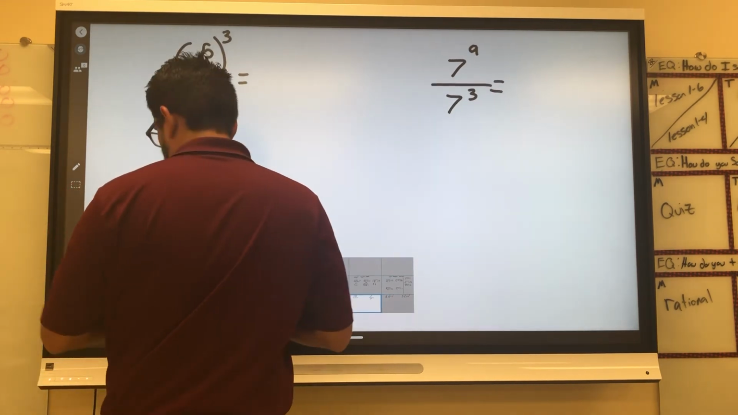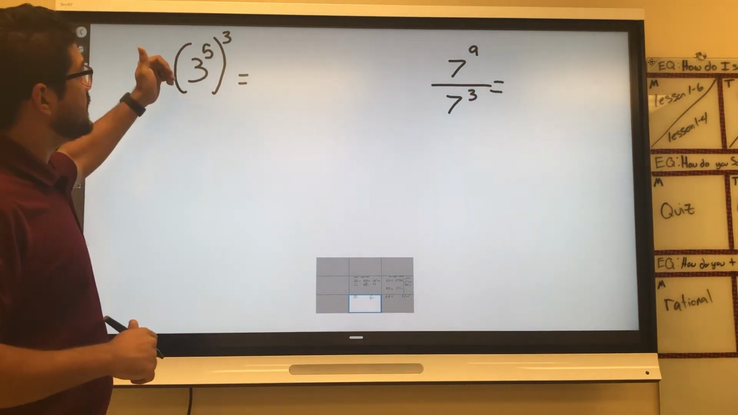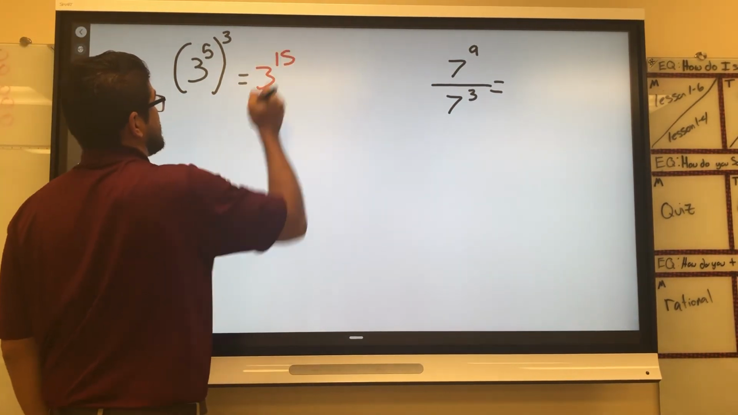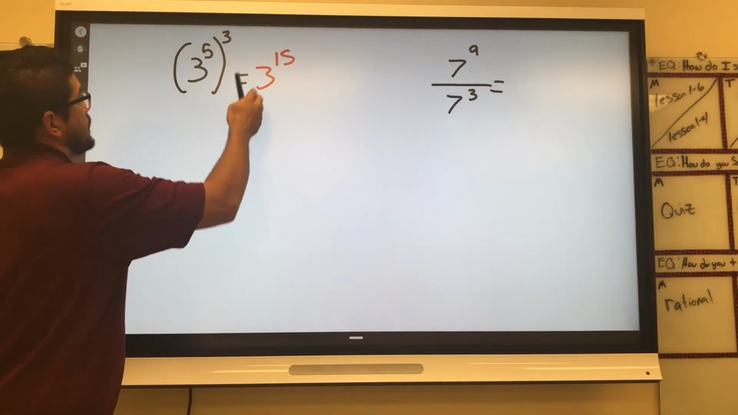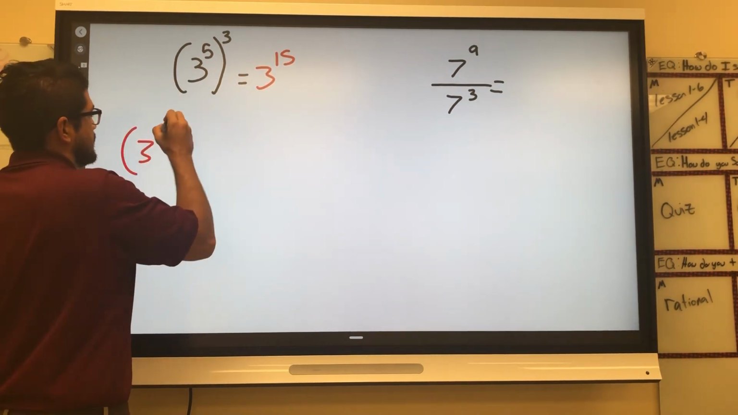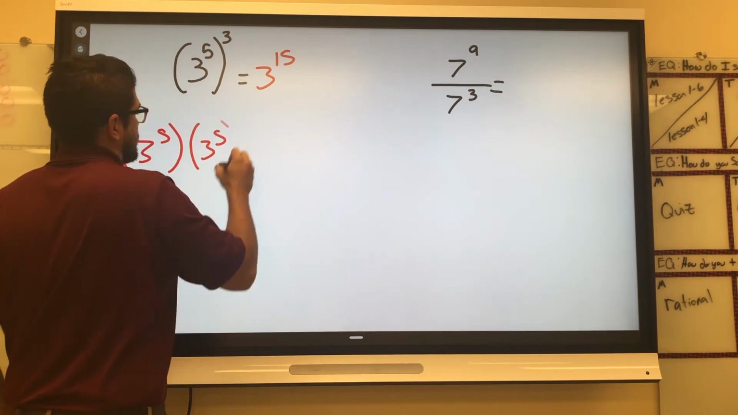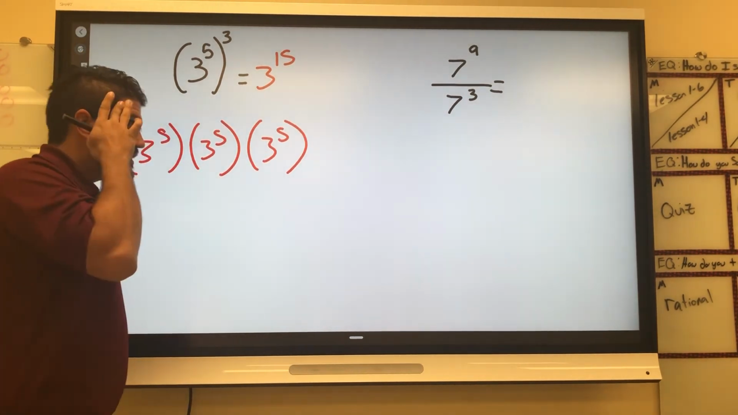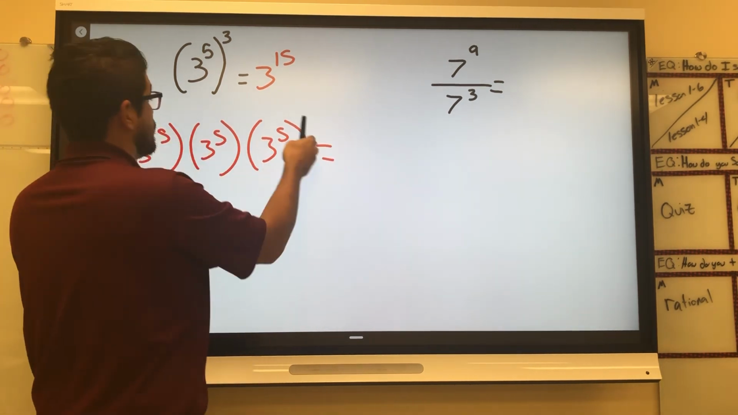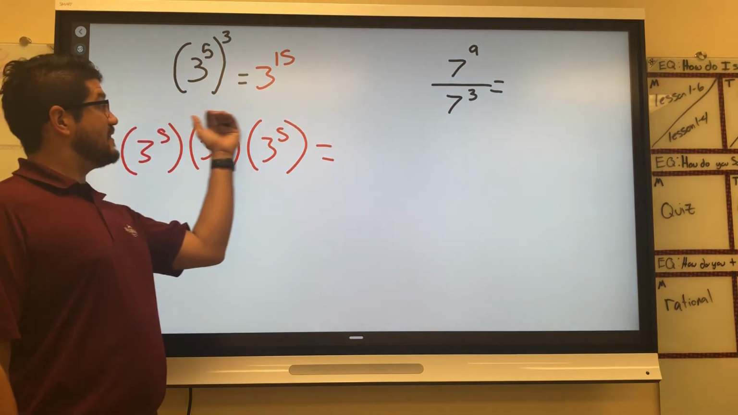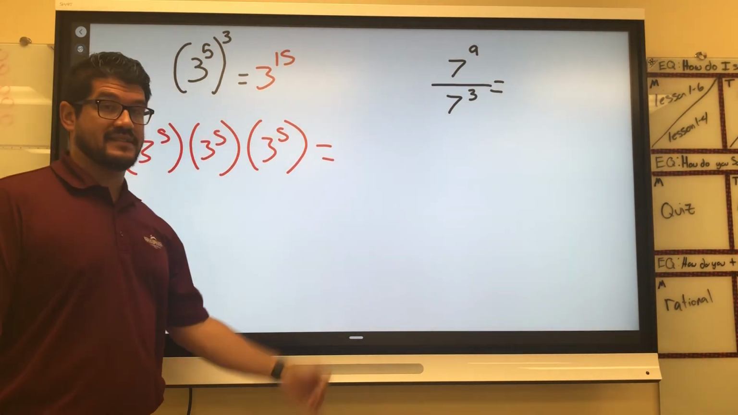Now, the next one are these. Okay, so 3 to the 5th power to the 3rd power. The answer for this one is 3 to the 15th power. Okay? So why is that the answer? Because this is 3 to the 5th times 3 to the 5th times 3 to the 5th. Okay? Now because all the numbers are the same straight across when you're multiplying, you get to decide, do you want to add the exponents or multiply the bases?